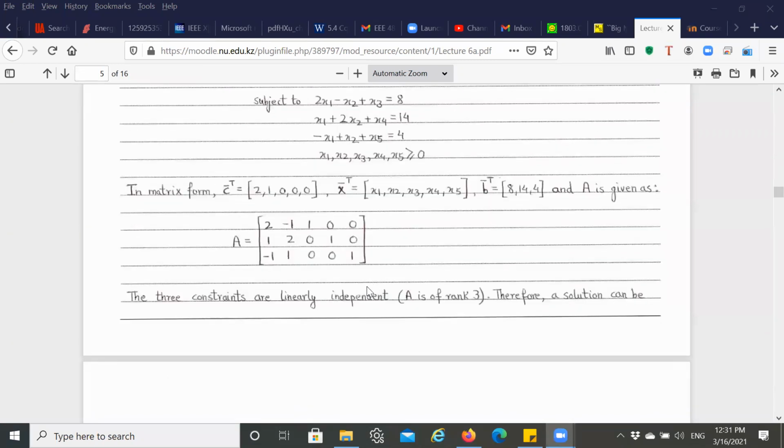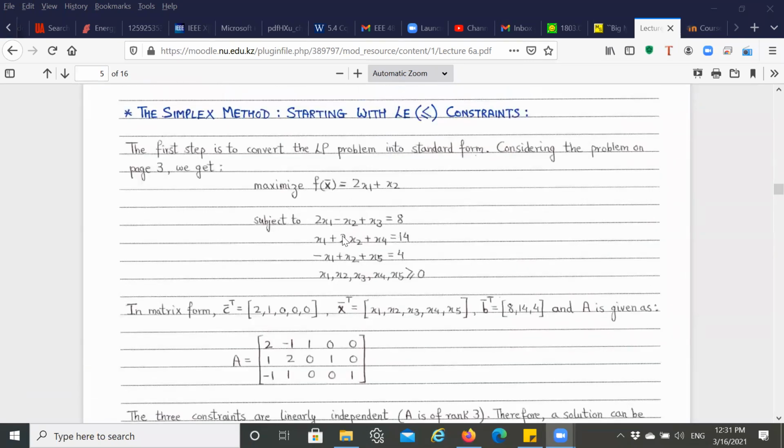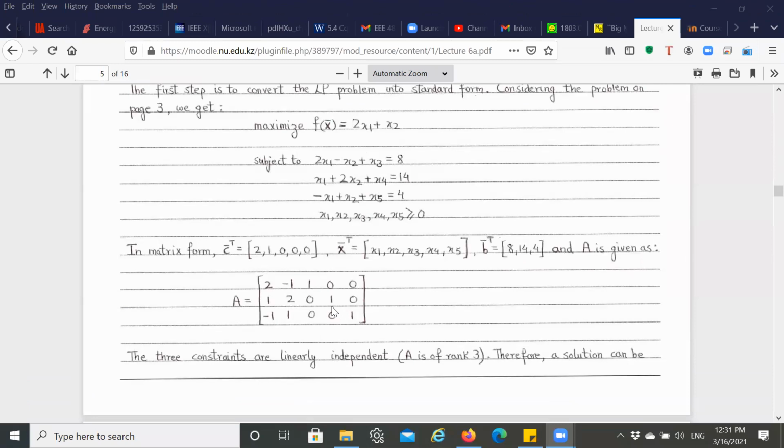Okay, so once we look at this, we see that they are linearly independent. That means that among these three constraints, no two can be written in the form of the third constraint. So they are linearly independent of each other, and therefore we know how to find the rank of a matrix. So the rank over here is equal to 3.